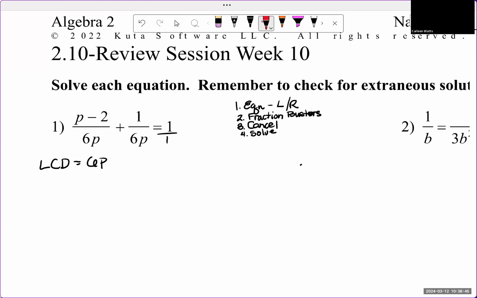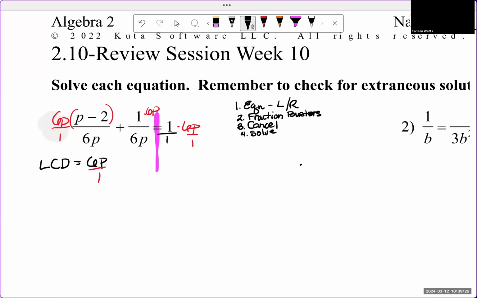Okay, least common denominator is 6p. So we're going to multiply everything on the left by 6p over 1, and everything on the right by 6p over 1. Okay, we found it's an equation. I'm going to do everything on the left. Here, I'm just going to go ahead and draw a line down my equal sign because it's an equation. Equation, left and right, fraction busters.